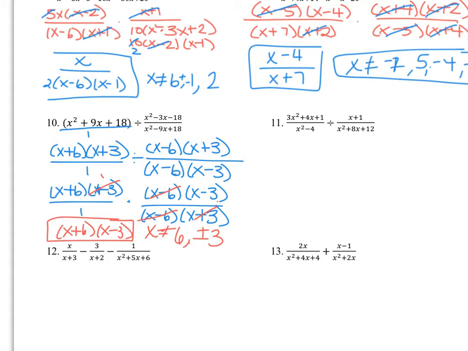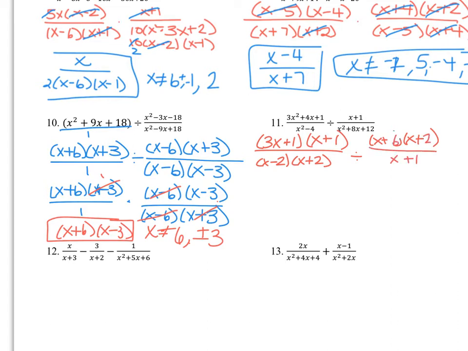So now we'll go ahead and do the exact same thing for number 11. I'm going to factor 3x squared plus 4x plus 1. So 1 and 1 and everybody's positive. x squared minus 4 is x minus 2 and x plus 2. Divide x plus 4 and x plus 2. Nope, that's not right. Let's do x plus 6 and x plus 2, all over x plus 1.